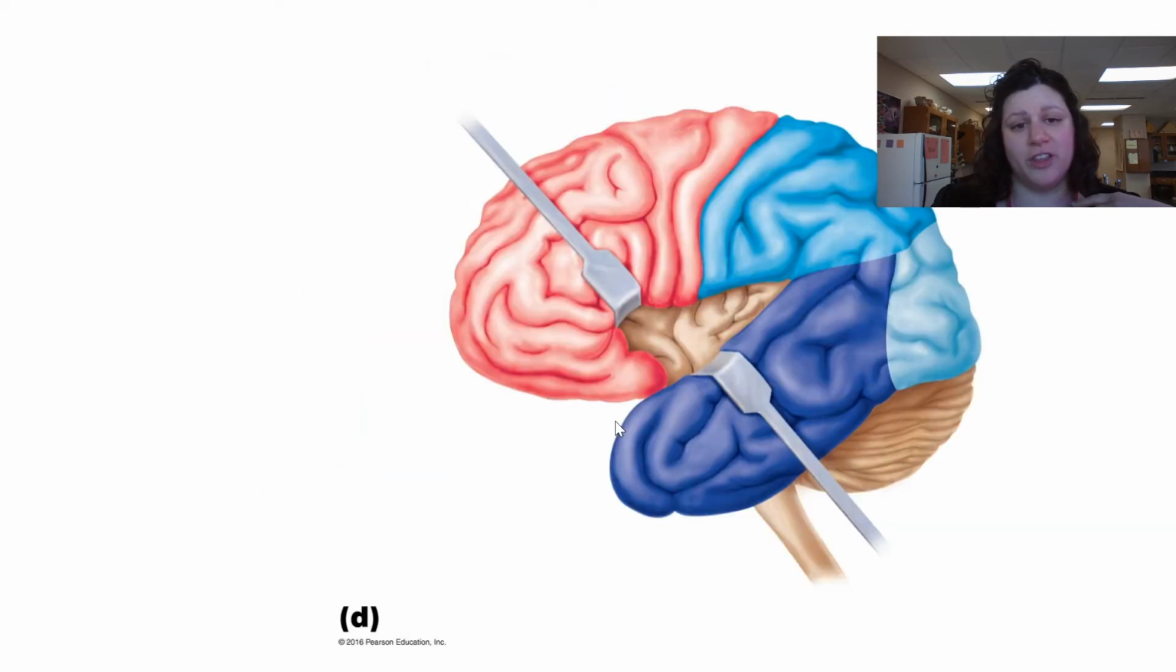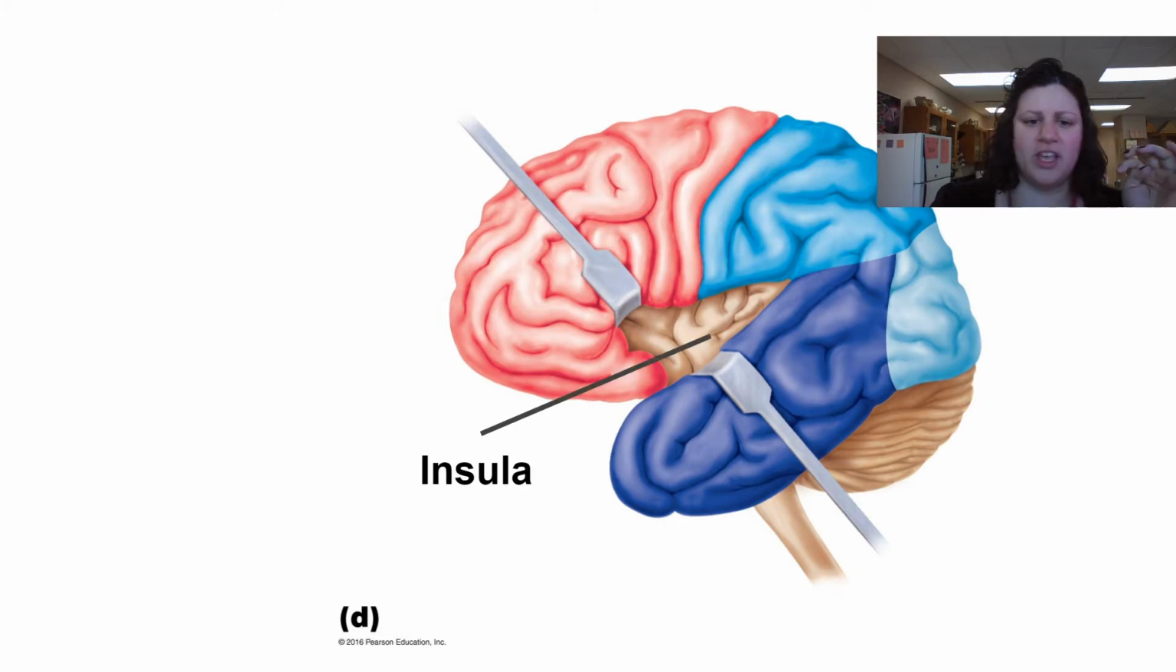There is a fifth cerebral lobe, but it's buried. So this image is showing us moving away the outer lobes and revealing the insula, or the insular lobe. And this one is also paired. So, a little island inside of the brain.